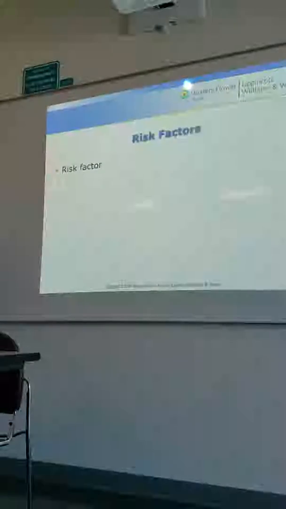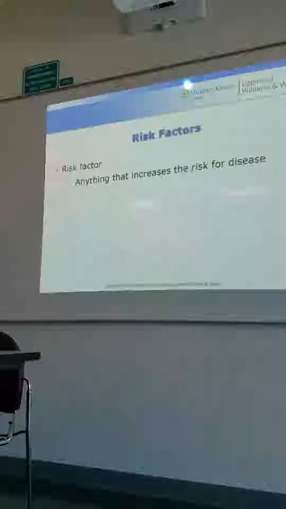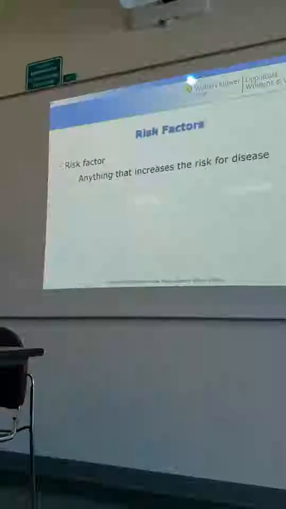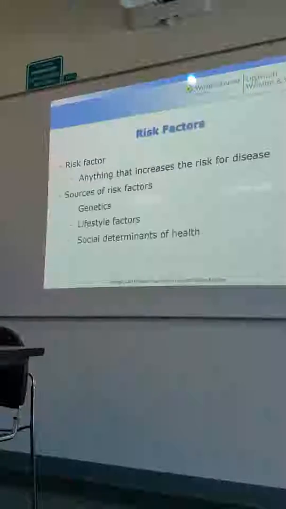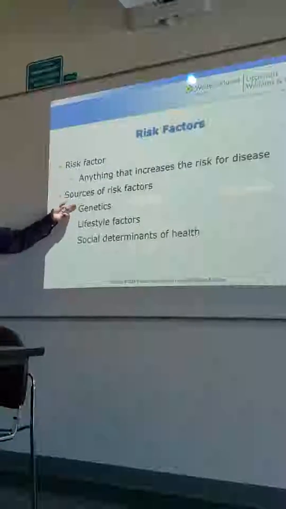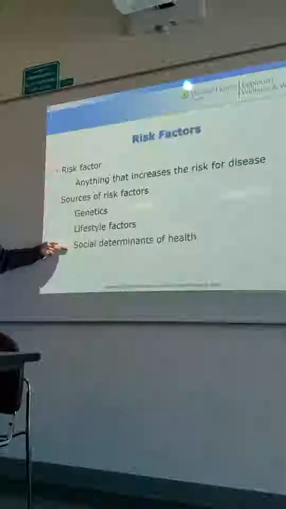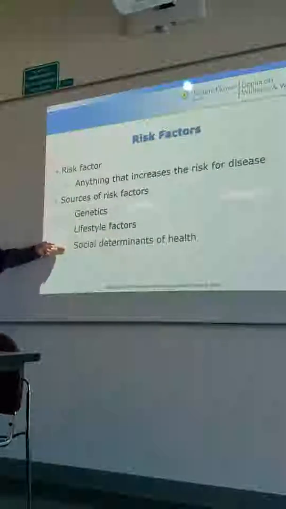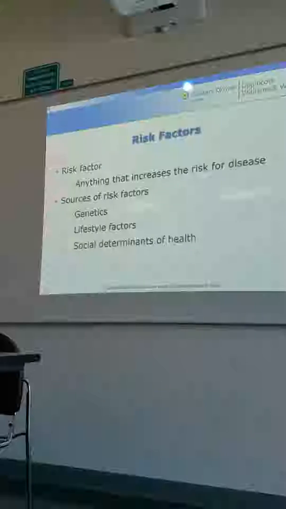Risk factors are gonna be a lot like stressors a little bit. Anything that increases the risk of a disease. Sources of risk factors could be genetics, lifestyle factors, and social determinants of health. This is still basically epidemiological, right? That's what we're looking at for epidemiology. So somebody give me some examples of genetic risk factors.